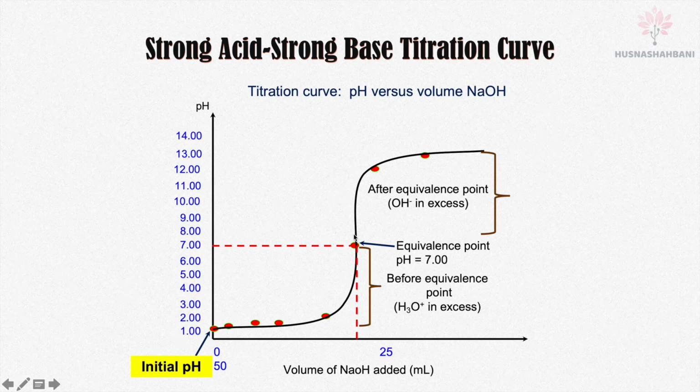Before the equivalence point, H3O+ is in excess. The NaOH is the limiting reactant. So that's why the pH is below 7. And after the equivalence point, the OH- concentration is in excess. So the pH value is above 7.